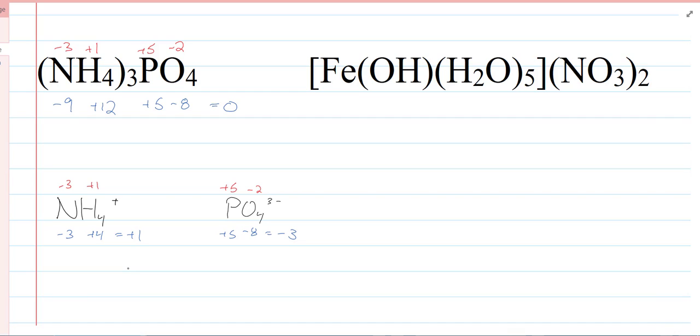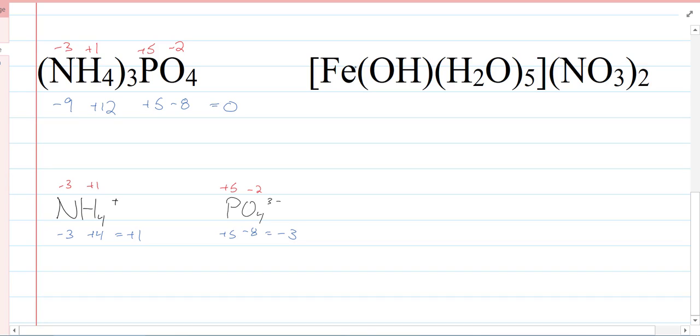Okay. The next one. Last one of these examples. I have iron. I should be able to figure out what iron's oxidation state is in this. And if I look, what do I have? I have nitrate on the outside, 2 of them, and I have hydroxide right here. Water is neutral, 5 water, so it's overall neutral. So I have 2 -1s and a -1. So iron should be +3 here.